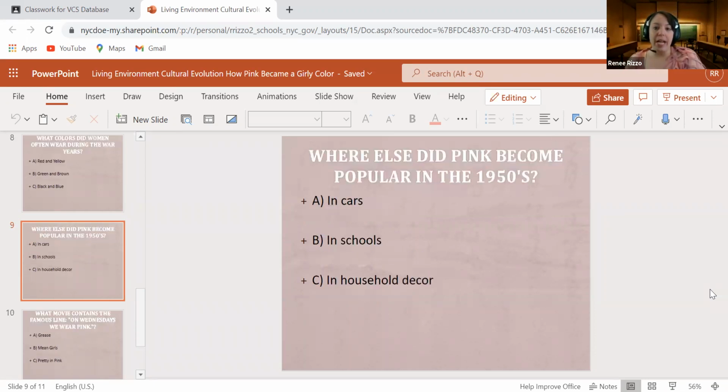Next question: where else did pink become popular in the 1950s? A, in cars, B, in schools, C, in household decor. So there was a whole section of this video where they talked about how even some household appliances and decorations started to become pink. It wasn't only in women's clothing. So C, in household decor.